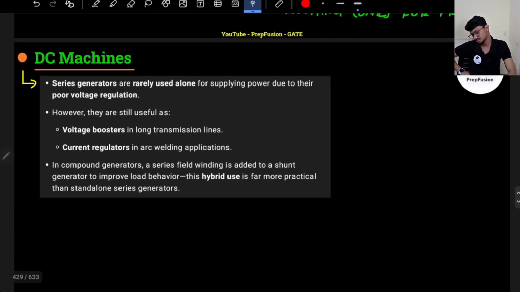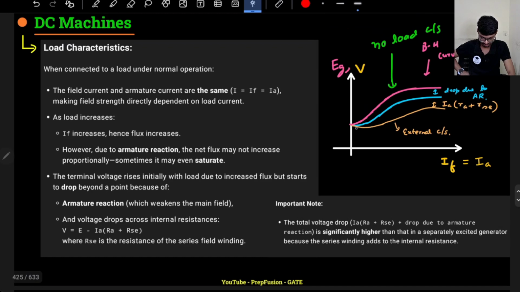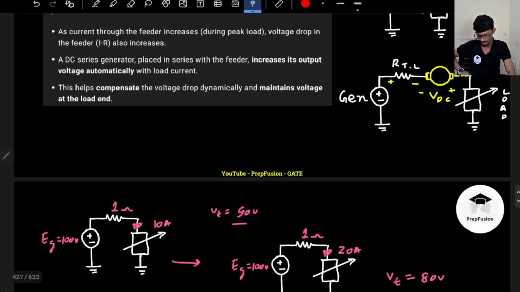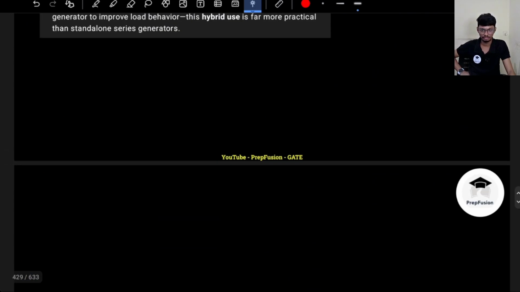Series generators are rarely used alone for supplying power due to their poor voltage regulation. So they will never be used alone. They will always be used with a shunt generator. However, they are still useful as voltage boosters and current regulators in arc welding, because they supply a high amount of current for low voltage. So that is also another advantage of series generators. These are the few use cases. I hope you have understood this basic point.